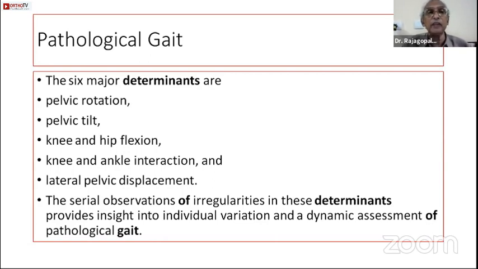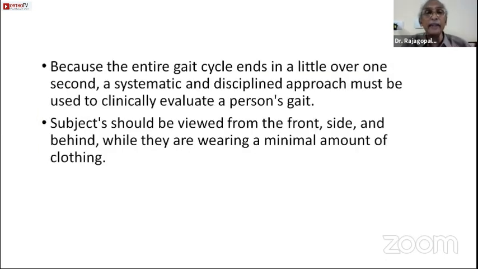A main change in gait, there are 6 major determinants: pelvic rotation, pelvic tilt, the knee and hip coordination, the knee and ankle interaction, and the foot, lateral pelvic displacement, stride length, step, so many things. All these irregularities are what give you the clue to your diagnosis. And the entire gait cycle is over in a few seconds. And if you are going to find out in that time, again it needs practice.